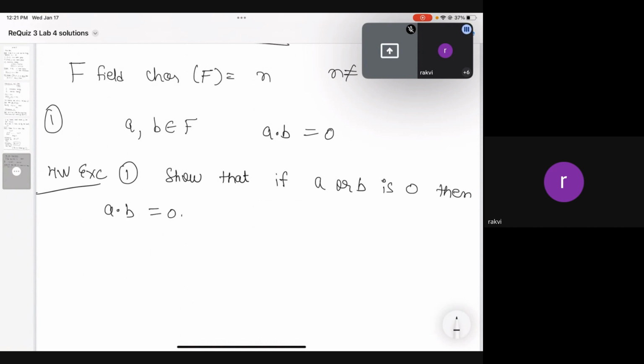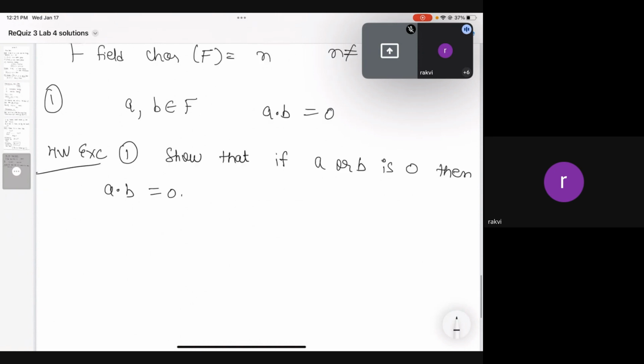In integers it's obvious, but here we are talking about general fields. So why this property holds in general is a nice exercise to show. You only have the field axioms at your disposal, so try using the field axioms to show this property. Anyway, so what if A and B are non-zero?